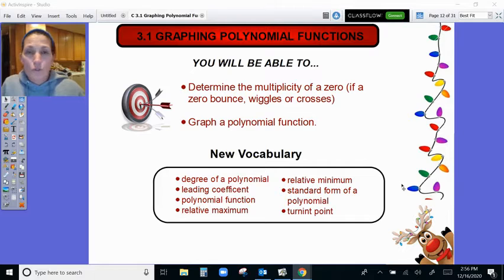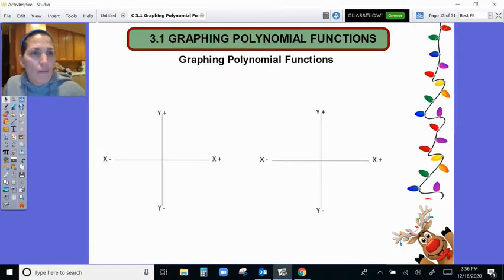I wish I was in school to teach you guys this because this is the best section of the entire year: graphing polynomial functions. We usually have a fun activity to do with this, but nevertheless, here we are. Today we're going to learn about the multiplicity of a zero, whether a zero balances, wiggles, or crosses. And then we're going to learn how to graph it and also how to write an equation of a polynomial function. So first I want to begin by reviewing each of our parent functions.